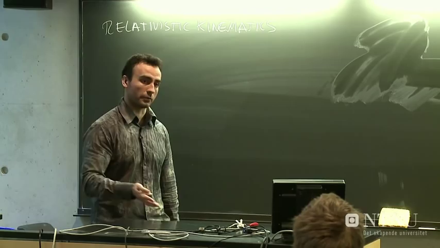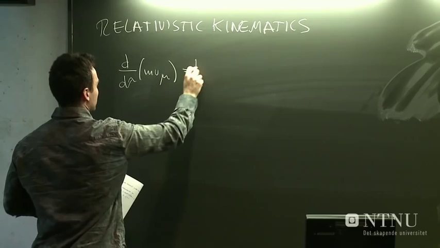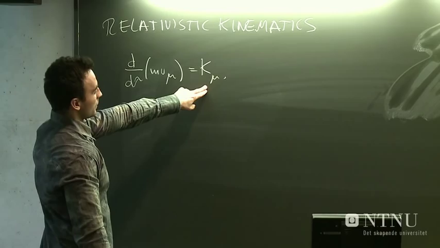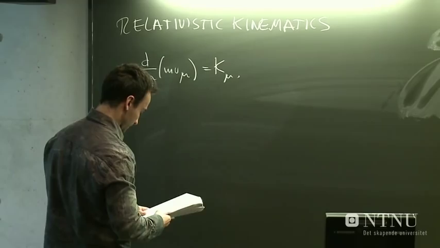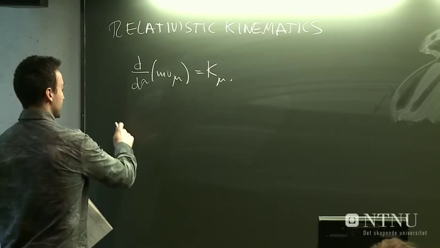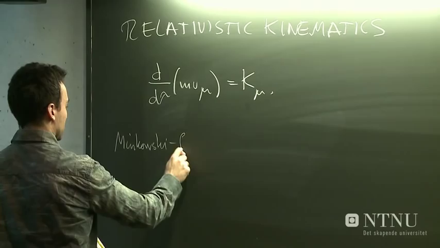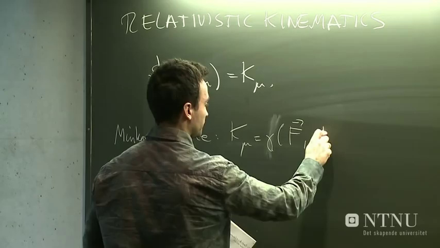And what we proposed should do the trick was the following equation, where this was the Minkowski force, this is the eigentime, which is the Lorentz invariant, and this is the four velocity vector. So we had identified this Minkowski force to have the following form.